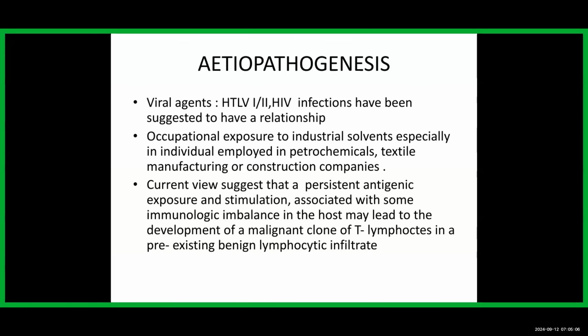We'll look at the etiopathogenesis. Human T-cell lymphotropic virus 1 and HIV infections have been suggested to have a relationship. Individuals exposed to photochemicals, petrochemicals, and industrial solvents are also at risk of this disease. Central to this disease is immunosuppression, and this is usually caused by the development of a malignant clone of T lymphocytes in pre-existing benign lymphocytic infiltrates.